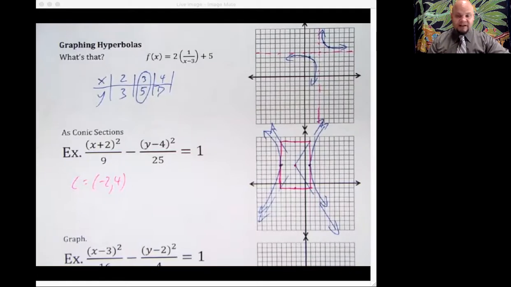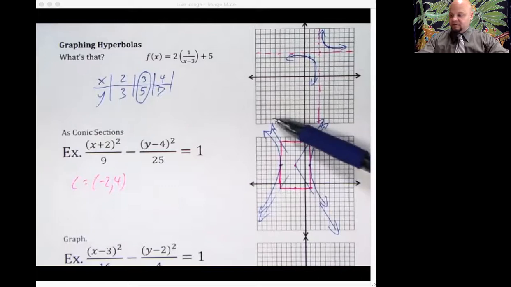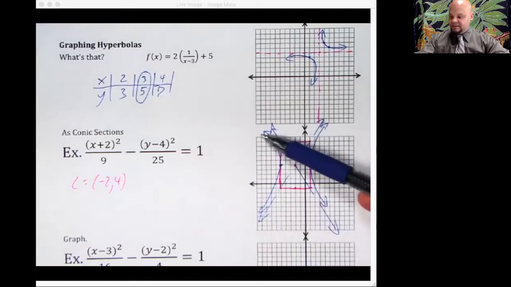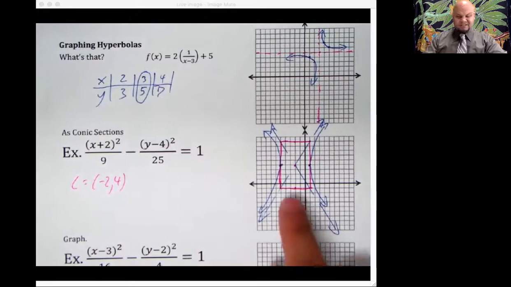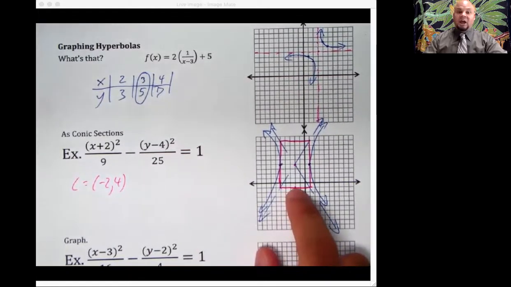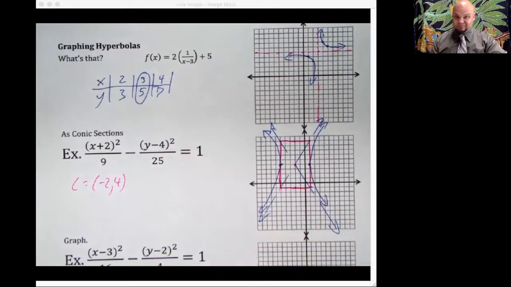There's the graph. Now for this graph, the thing that's graphed, the thing that's the hyperbola. The hyperbola is not the box. The hyperbola is not these asymptotes. It's these curves right here. We could get rid of all the rest of the stuff and just graph the curves, and those would be hyperbolas. So what's this stuff doing on our graph? Helping us graph the hyperbola. All of this is just to help us out.